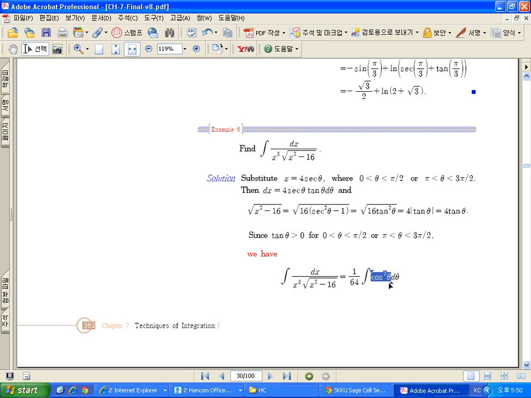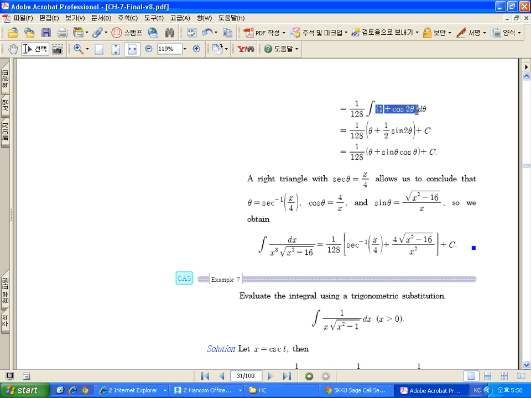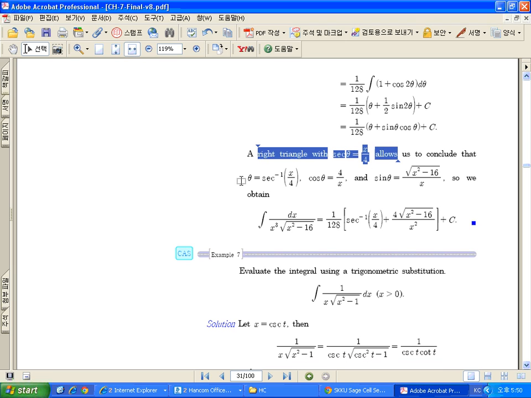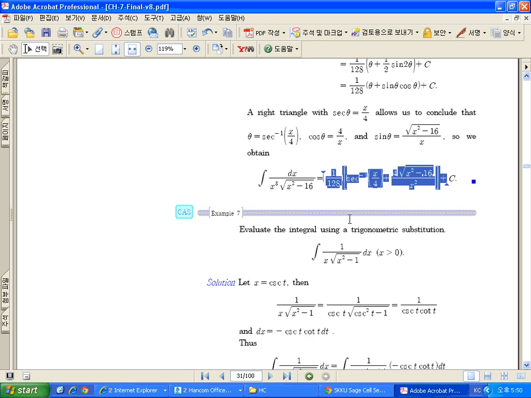But in order to do the integration of the square like this, you need to use the double angle formula like this, and then you can use the integration technique for the simple trigonometric functions with the chain rule. Right triangles with this allow you to find theta and the cosine theta and sine theta. So after the substitution, you have this as the answer.